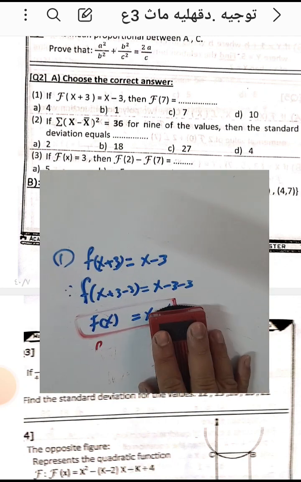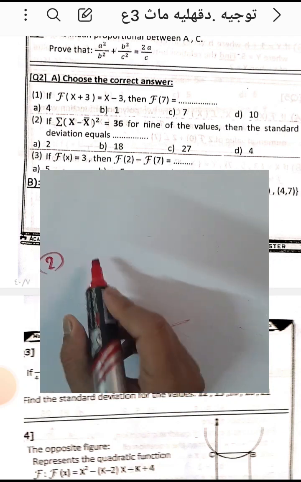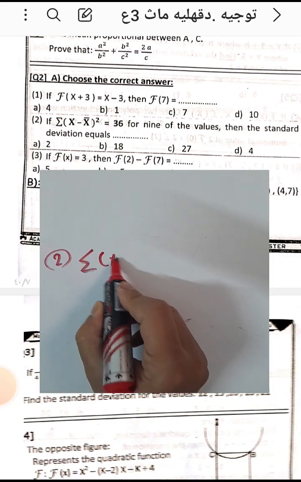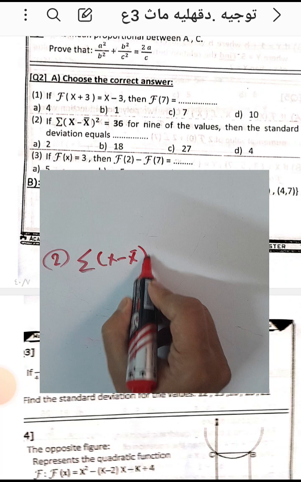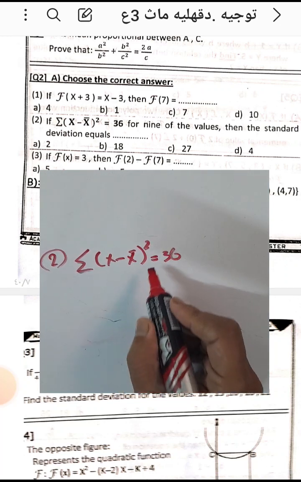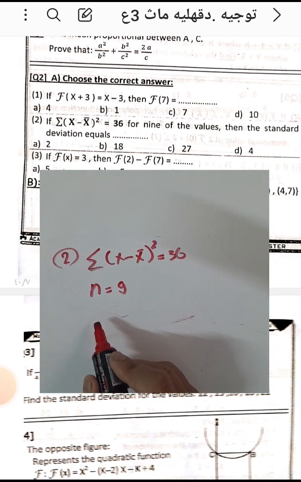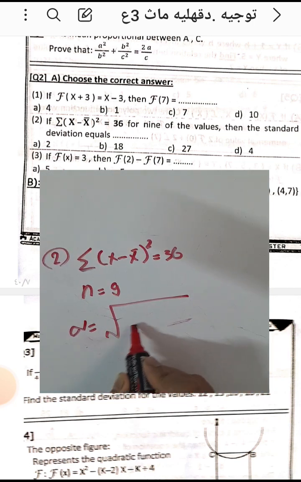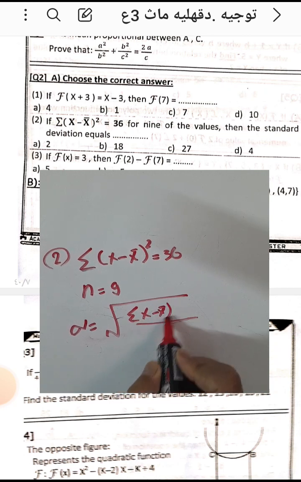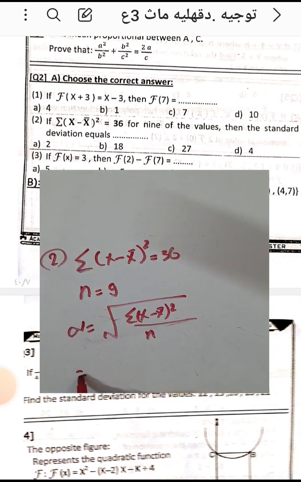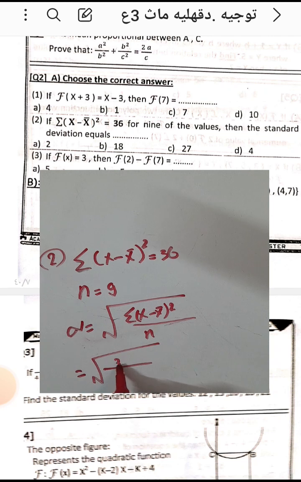Question number 2, if summation of x subtract x bar power 2 equals 36 for all 9 values, number of values was 9. You want to find the standard deviation. Standard deviation equals square root of summation of x subtract x bar power 2 over n, and then we can write square root of 36 over 9. Square root of 4, it will be equal to.